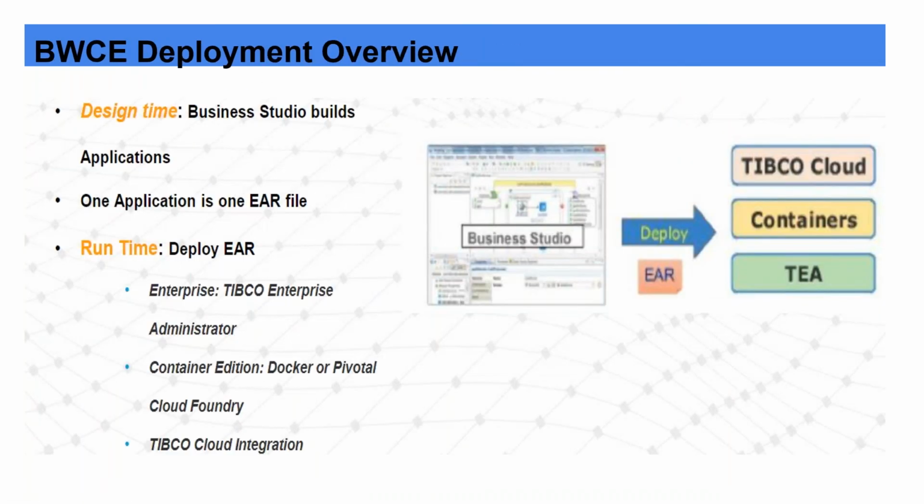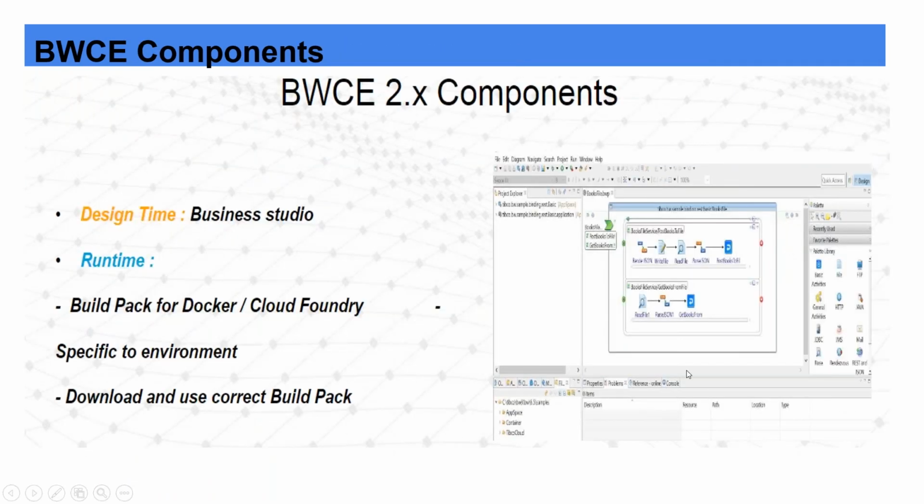And here, this is for the C part. As I was mentioning, we have these three deployment targets, and we use Docker or Cloud Foundry to create the base image. This base image and the build pack are something Tibco provides only for C.